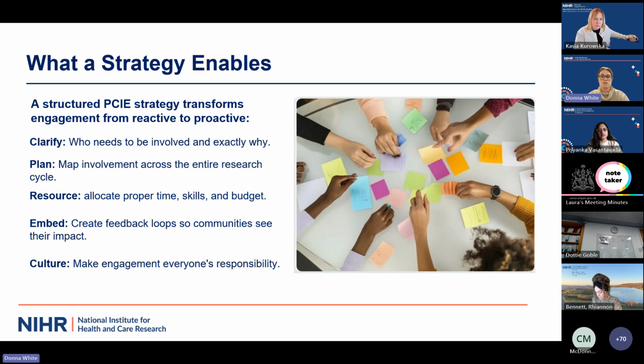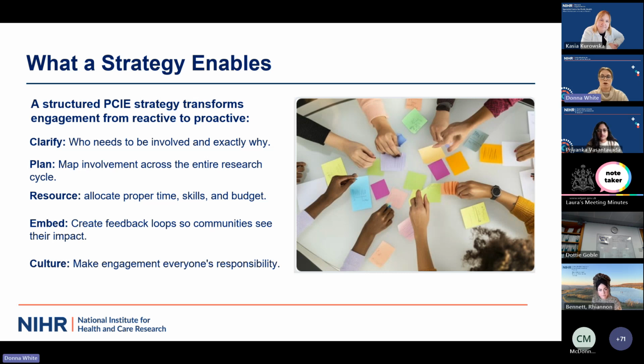involve people across the research cycle, understand what resources, time and skills are required, and ensure involvement is inclusive, ethical and proportionate. It helps embed feedback loops so communities can see the value of their contribution, and obviously builds a shared culture where engagement is seen as everyone's responsibility and not just as an isolated task.